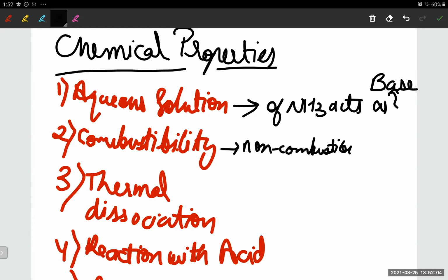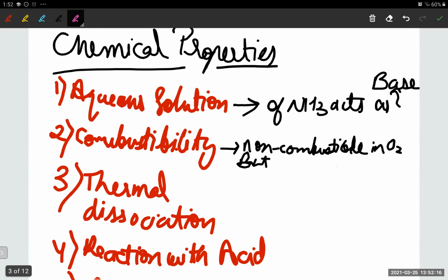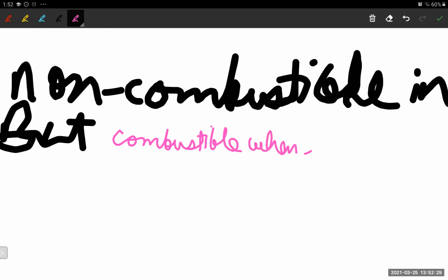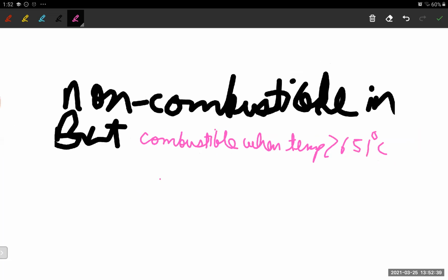Next, combustibility. Non-combustible in oxygen at low temperature. Okay. But there's a big but here. But let's zoom in. But combustible when temperature is greater than 651 degrees Celsius, or you can just make it 650 degrees Celsius. Okay, so that was it.